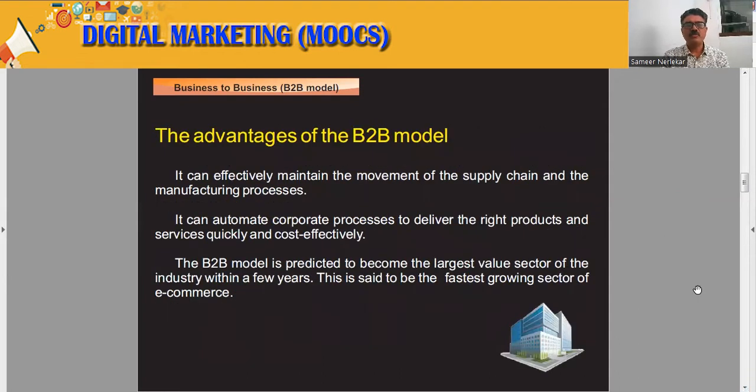The advantages of the B2B model: it can effectively maintain the movement of the supply chain and the manufacturing process. It can automate corporate processes to deliver the right products and services quickly and cost effectively. The B2B model is predicted to become the largest value sector of the industry within a few years. This is said to be the fastest growing sector of e-commerce.